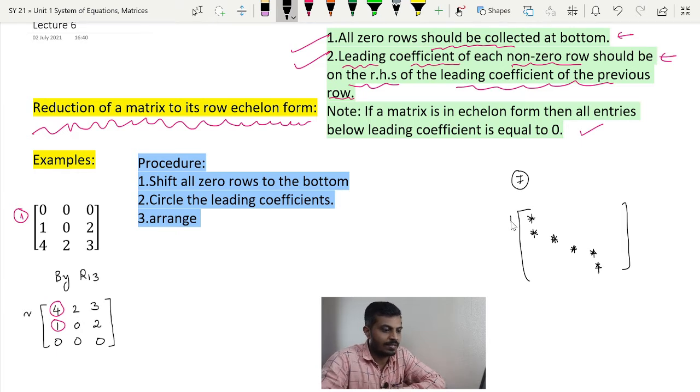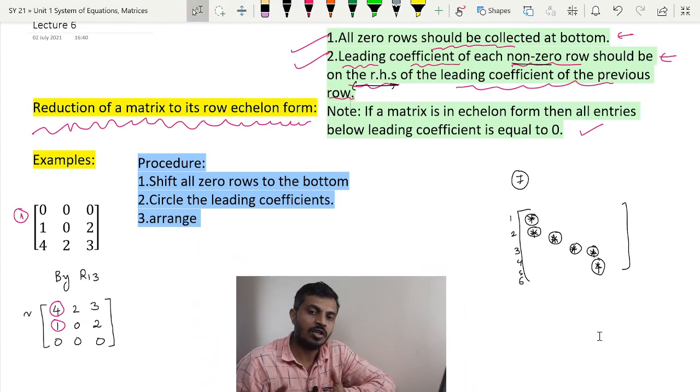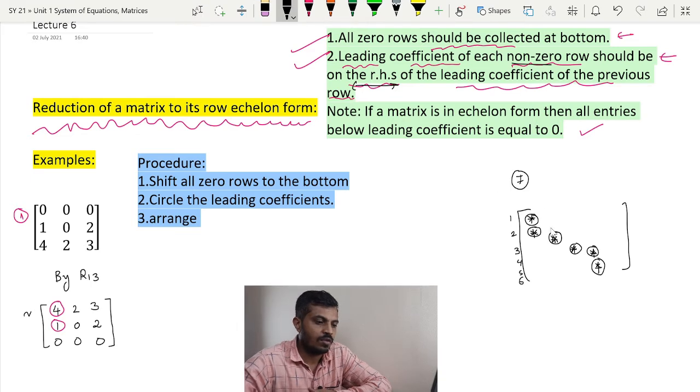So in this case my matrix is having how many rows? 1 2 3 4 5 and 6, let us say. So therefore there are 6 leading coefficients. It means that all the rows are non-zero. So this is the order in which we are supposed to arrange all these leading coefficients. And why we are doing it? Because according to the second condition of the echelon form, the leading coefficient of every non-zero row should be on the right hand side of the leading coefficient of the previous row. Since our given matrix may not be in echelon form, we have to do these arrangements.